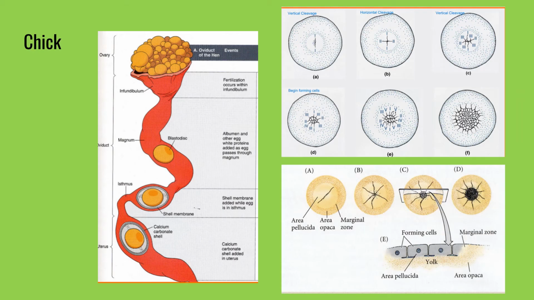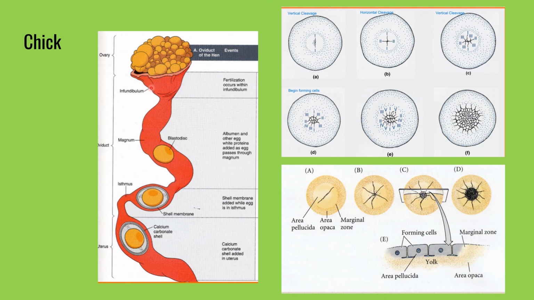And now for the chick blastulation process. This one is pretty different from all the others. So first off, just a little bit of anatomy. Here's your ovary, and then you have your oviduct, which consists of all these parts: the isthmus, the magnum, and the infundibulum. And then you have your uterus down here.